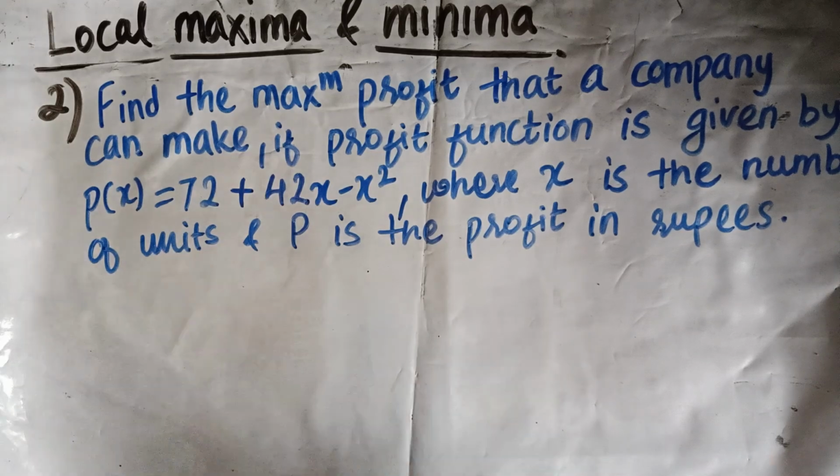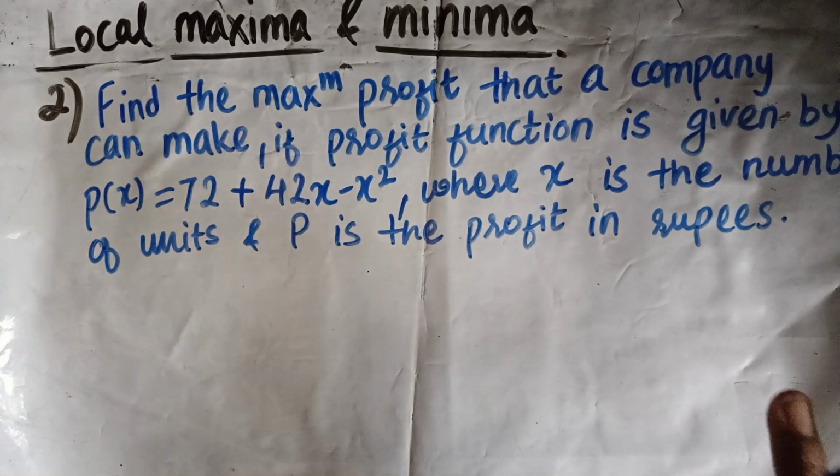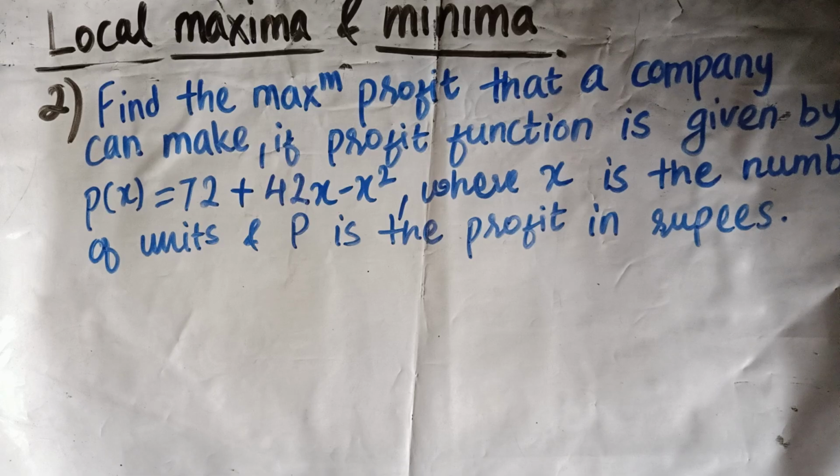Next question. This is the board question. Find the maximum profit that a company can make if the profit function is given by P of x equals 72 plus 42x minus x square, where x is the number of units and P is the profit in rupees. Whenever it is asked for maximum or minimum, I'll suggest you go for the second derivative test because that is the easiest one. With the first derivative test, it becomes very difficult. You have to see the points, then put them in f dash of x. So better you go for the second derivative.